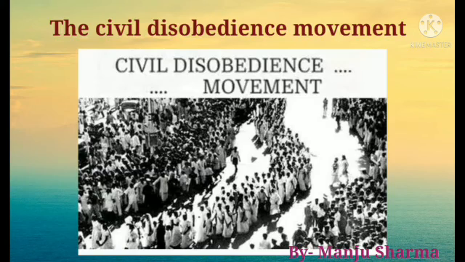Now the civil disobedience movement. A Congress session was held in Lahore on 29 December 1929 under the leadership of Pandit Jawaharlal Nehru. Congress declared the attainment of Purna Swaraj as its aim. Consequently, it was decided that Independence Day will be observed on 26th January. The national flag was unfurled and the working committee met in February and decided to start the civil disobedience movement.